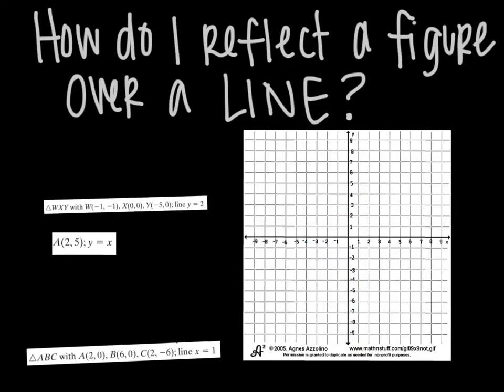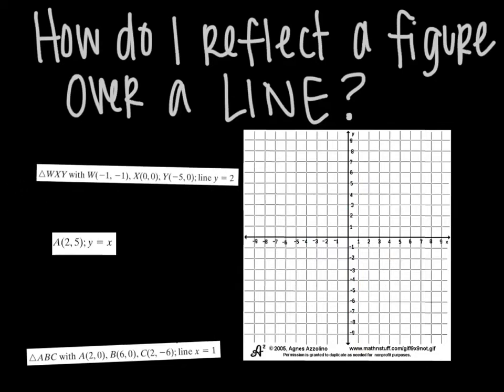All right, another one is this one here. So W is -1, -1. X is 0, 0.